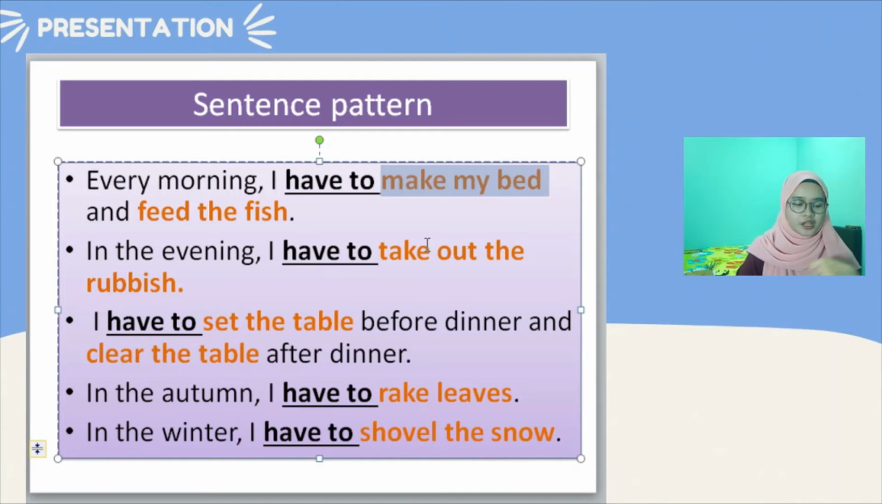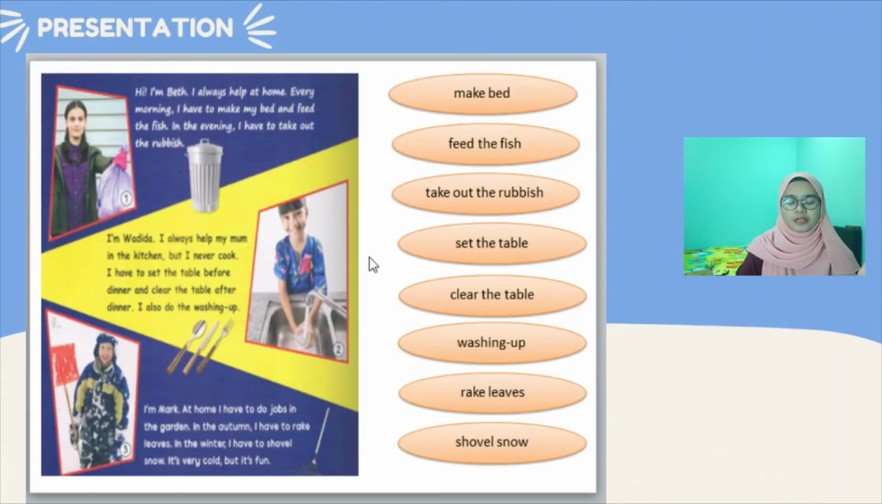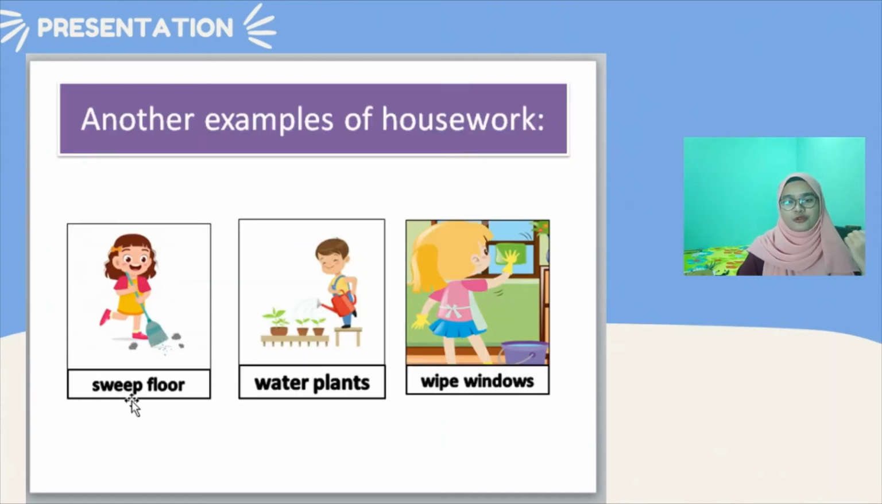No problem. Okay, now in the reading text that we have read earlier, there are 8 examples of housework, right? But we still have more examples of housework that we can do in our daily life, right? Okay, so here I have prepared another 3 examples of housework that we can do in our daily life. The first one is sweep floor. I'm sure that each of you here must have done this housework at least once in your life, right?